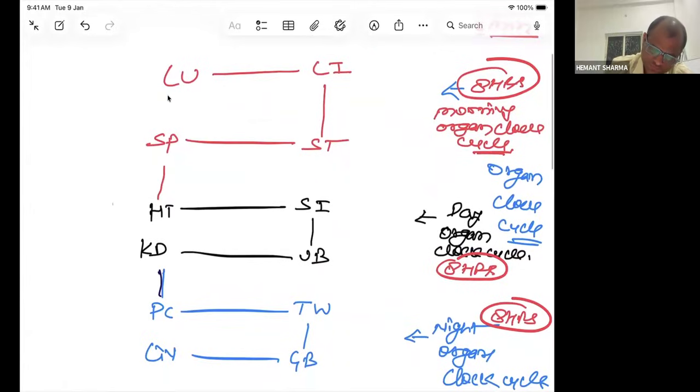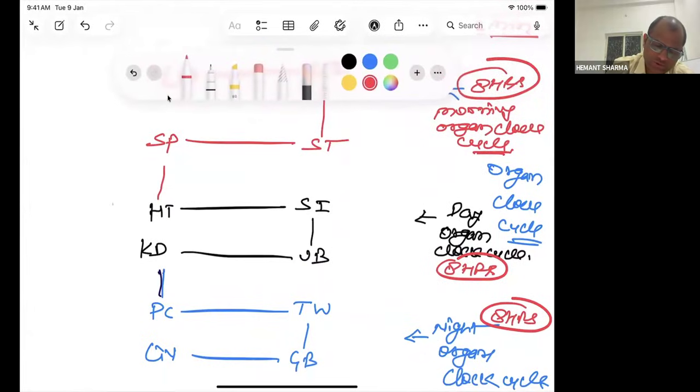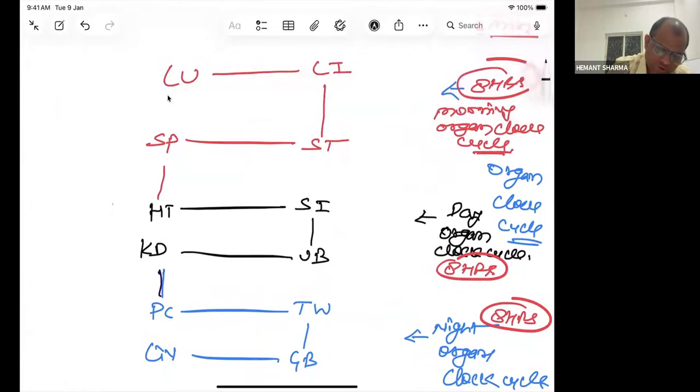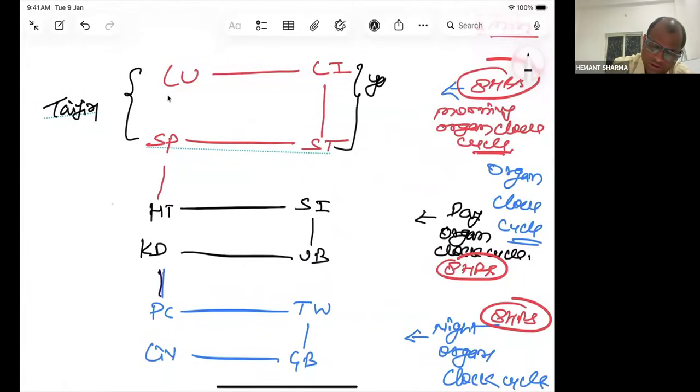Like you can see here, lung and spleen. Lung and spleen together are called Tai Yin. Whether you remember the name or not, just write it down. These two together are called Tai Yin. So write the name Tai Yin. And these two together are called Yang Ming. So in your image only, you write this. It means lung and spleen together are called Tai Yin.